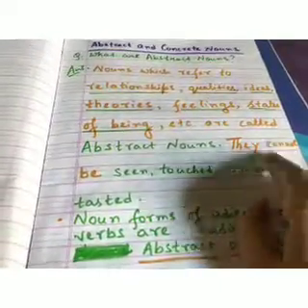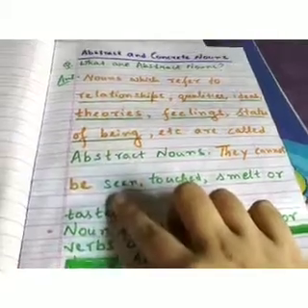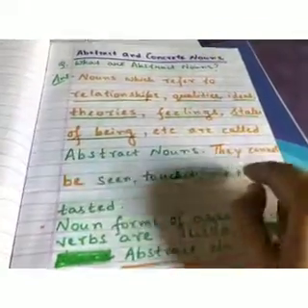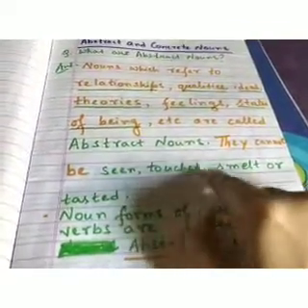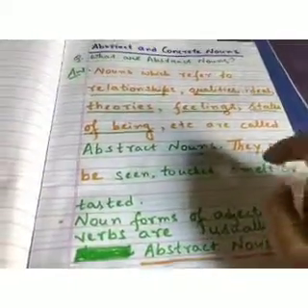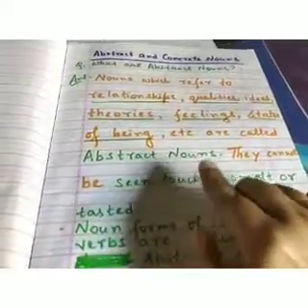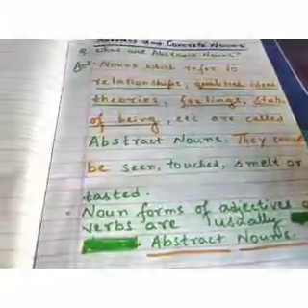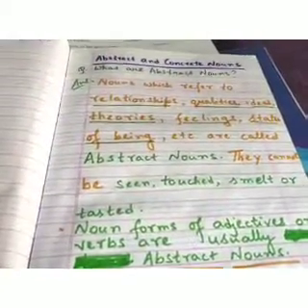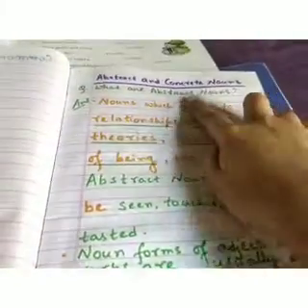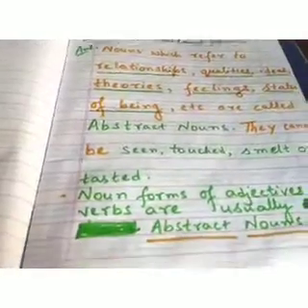Now, this is another thing that we had learnt in our previous class. See, they cannot be seen. Abstract nouns are things which we cannot see, touch, smell or taste. I repeat, they cannot be seen, touched, smelt or tasted. So that is why they are abstract. Basically the word abstract means something which we cannot see.